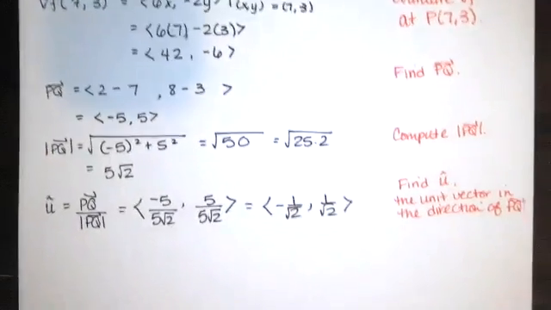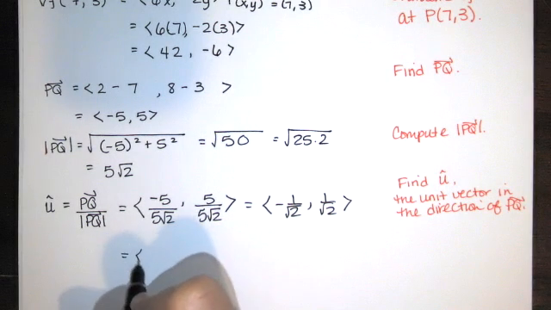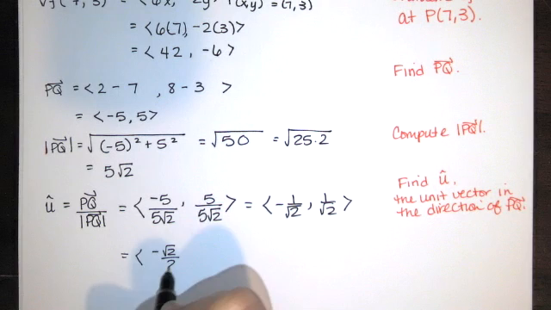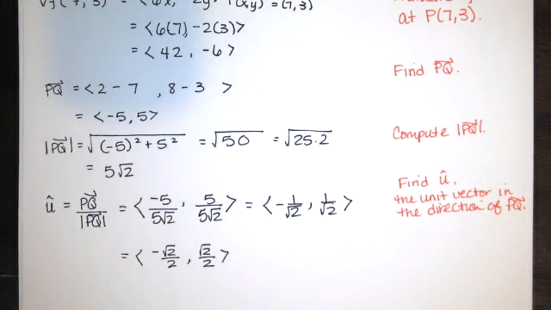If you wanted, you could rationalize. You don't have to, though. Multiply by square root of 2 over square root of 2. If you do, you'll get negative square root of 2 over 2 and positive square root of 2 over 2. Hopefully you recognize those from trig. Might remind you of cosines and sines of angles that are related to that 45-degree angle in the first quadrant. Okay, so now we've got u hat.